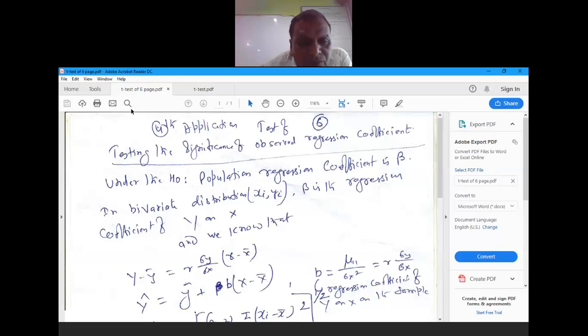Now in place of r sigma y divided by sigma x, you may simply put the regression coefficient of y on x, that is, a small b. If you take the value of y bar to the right hand side, this gives the estimated value of y. So the estimated value of y, y hat, is equal to y bar plus a small b under bracket x minus x bar.